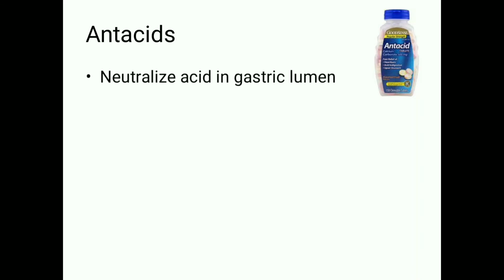So antacids, as the name itself indicates, are the drugs which antagonize the acid. These are basically alkaline compounds which are given orally, and they neutralize the acid which is present in the gastric lumen, producing a local action and have no effect on gastric acid secretion.